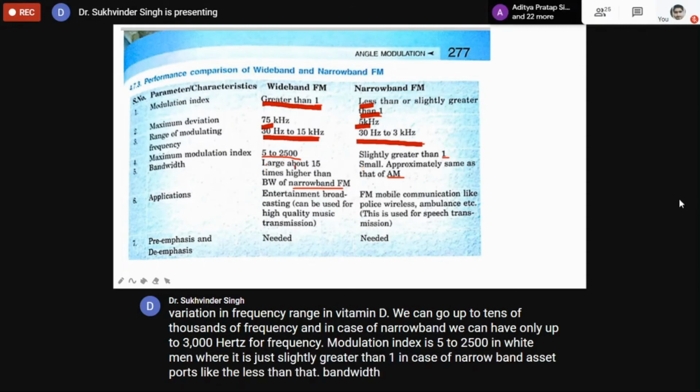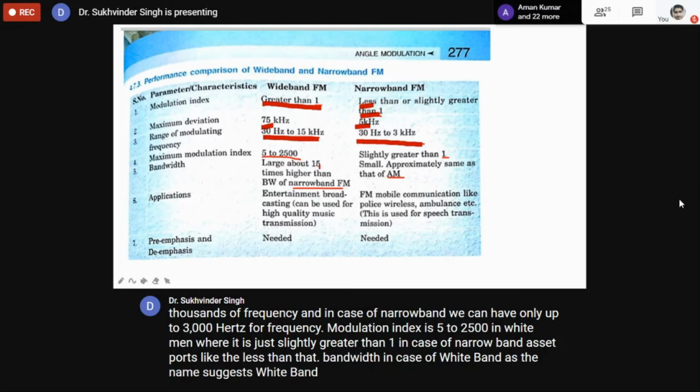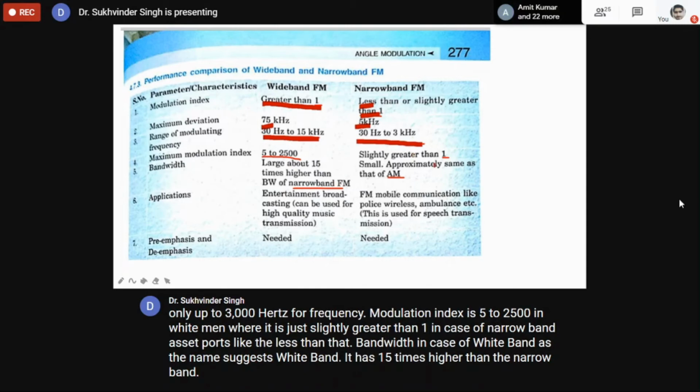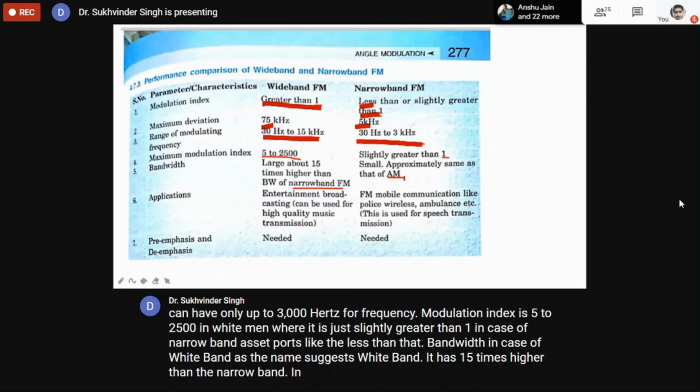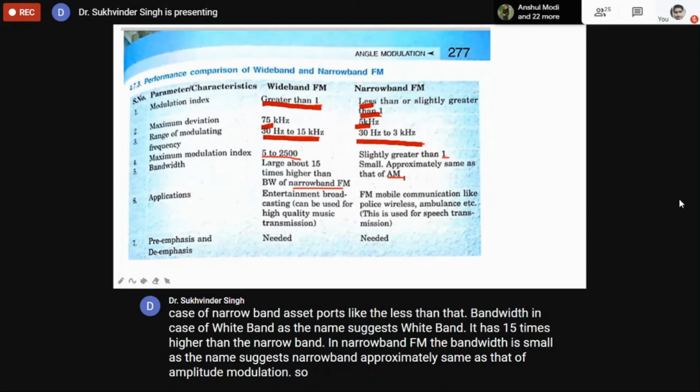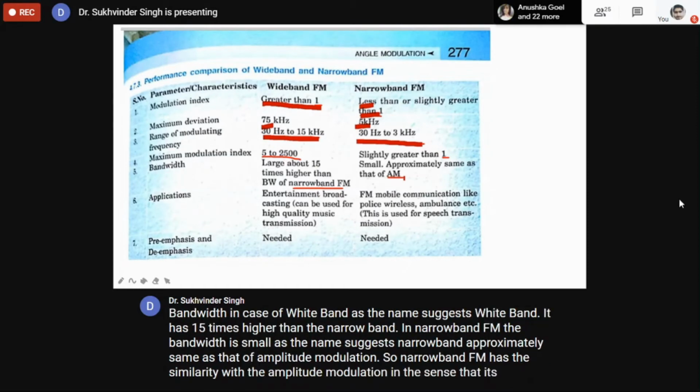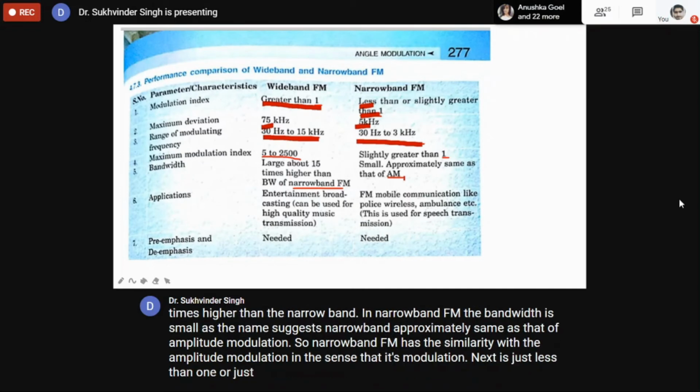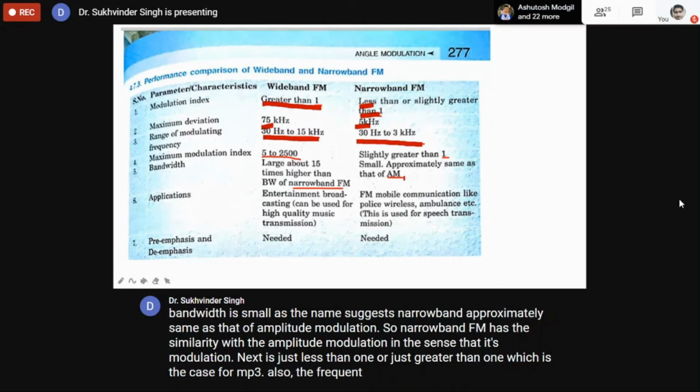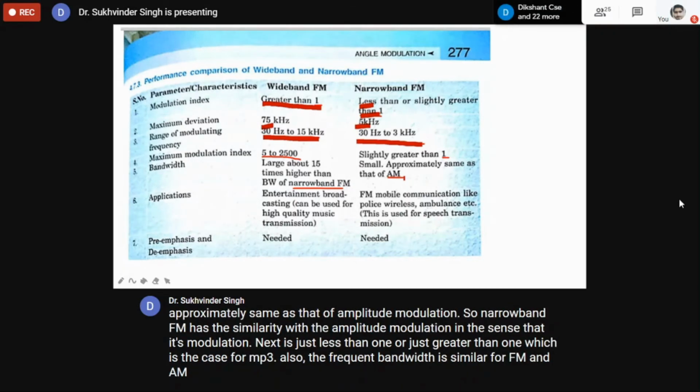Bandwidth in case of wideband, as the name suggests, is 15 times higher than the narrowband FM. In narrowband FM, the bandwidth is small, as the name suggests, approximately the same as that of amplitude modulation. So narrowband FM has similarity with amplitude modulation in the sense that its modulation index is just less than 1 or just greater than 1, which is the case for amplitude modulation. Also, the bandwidth is similar for narrowband FM and AM, whereas the bandwidth is 15 times higher in the wideband.